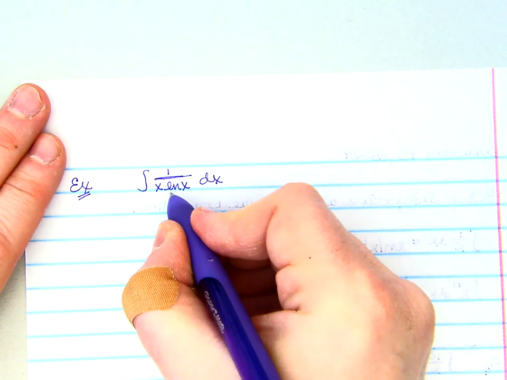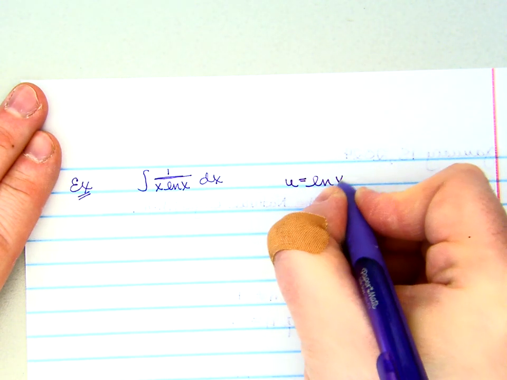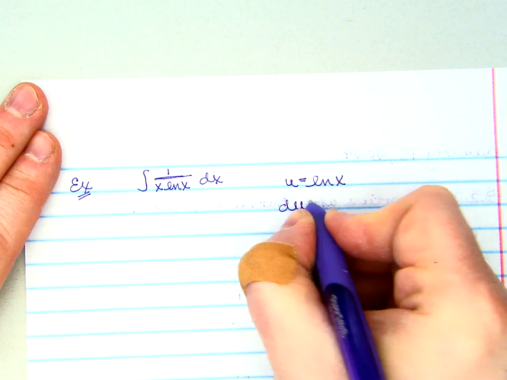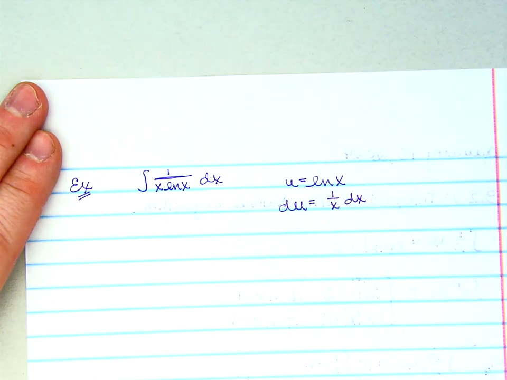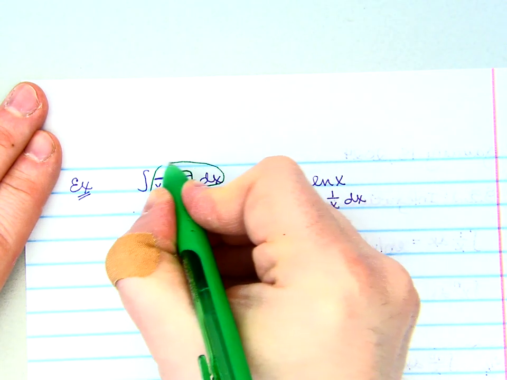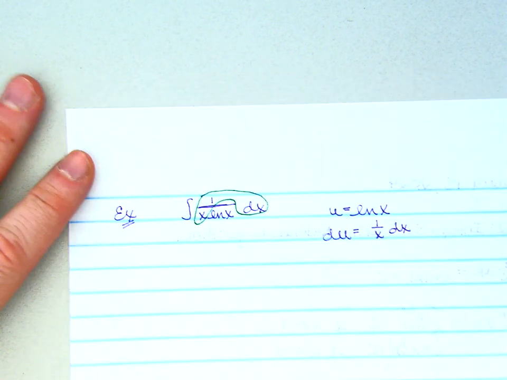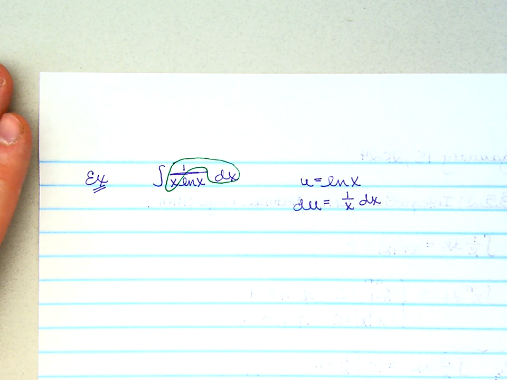I don't know how to integrate the natural log of x, but if I say u is the natural log of x, its derivative, 1 over x dx, shows up over here. This whole thing, that's my du, and I've got the integral of u over du. Go from there.